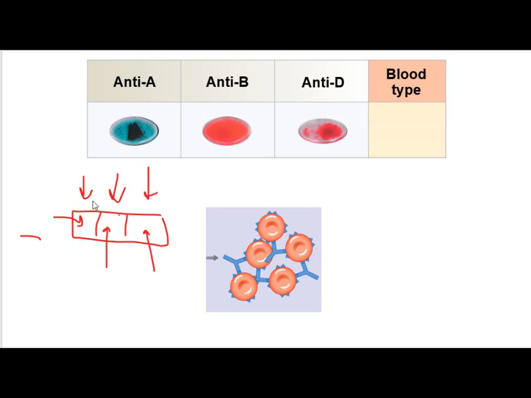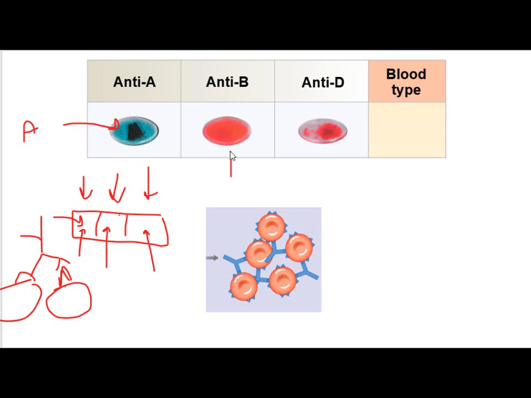And I see agglutination here. If there is agglutination, what does it mean? That means those blood cells have those antigens, and because they had those antigens, my antibody was able to bind to them and clamp them together. So the two cells are clamped together only if they contain those antigens. Because it has this agglutination, my conclusion is that this blood has antigen A on the surface.